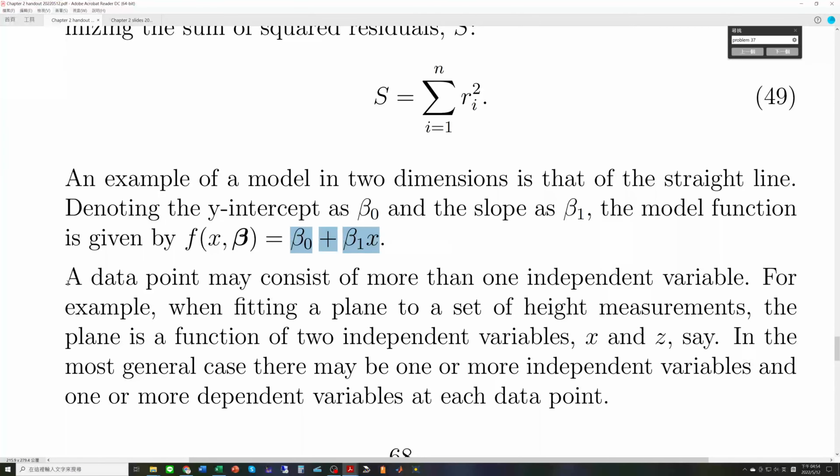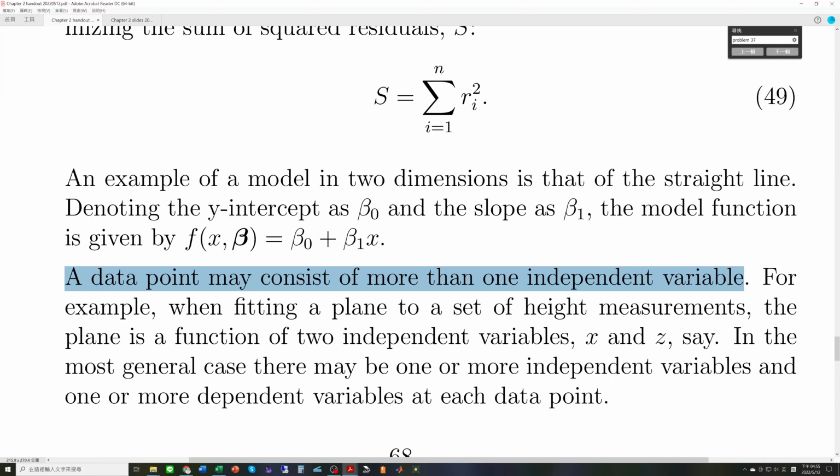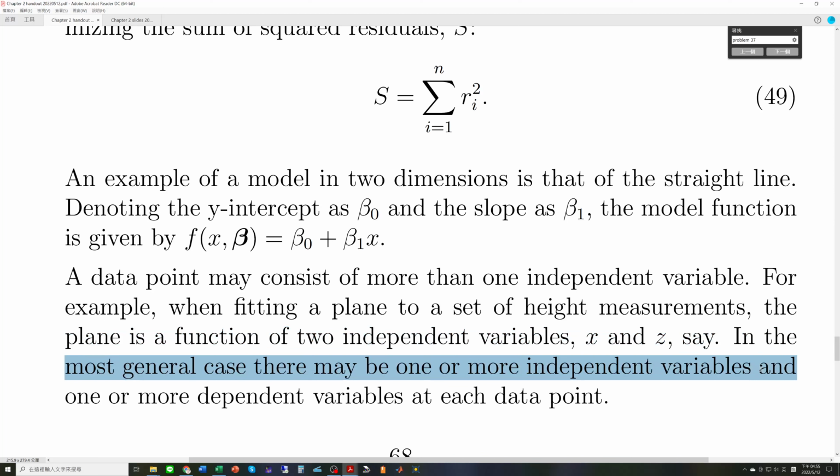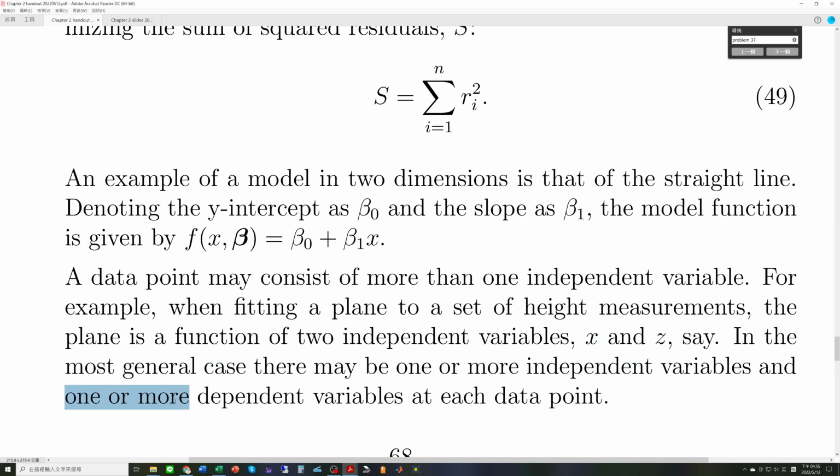A data point may consist of more than one independent variable. For example, when fitting a plane to a set of height measurements, the plane is a function of 2 independent variables, x and z, say. In the most general case, there may be 1 or more independent variables and 1 or more dependent variables at each data point.